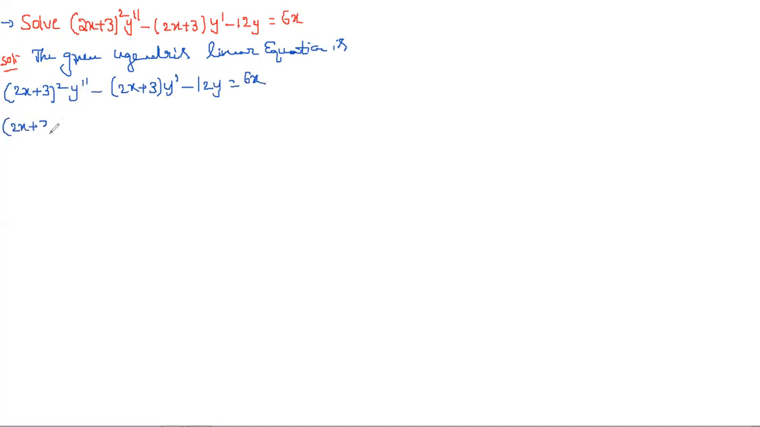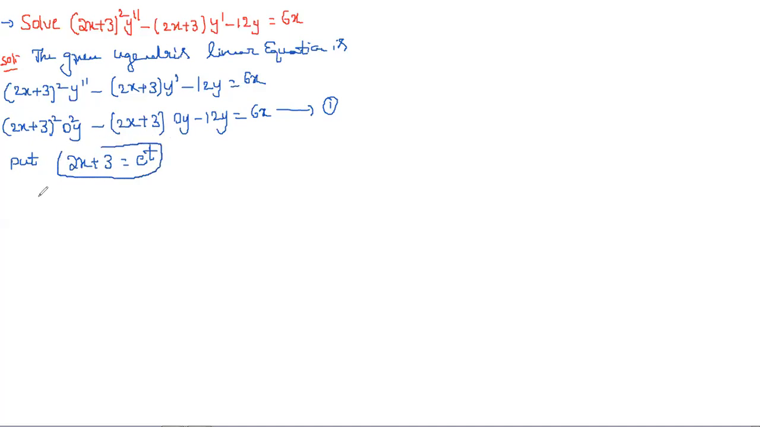That is nothing but (2x+3)² D² y − 2(2x+3) Dy − 12y = 6x. Let it be taken as equation 1. So first we need to convert it to a linear differential equation with constant coefficients. For that we have to take the assumption: put 2x+3 = e^t.